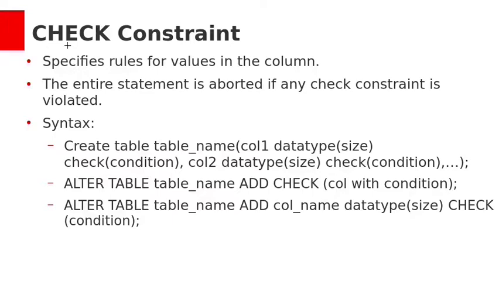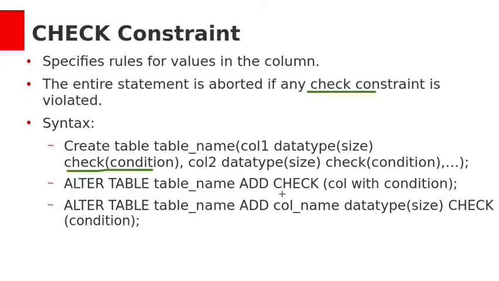Third one, check constraint. It specifies rules for values within the column. The entire statement is aborted if any check constraint is violated. Syntax for this check constraint. This check constraint can be expressed as a table level syntax or column level syntax. This is the column level syntax. While defining this column, we can specify this check constraint: create table, table name, column 1, data type and size, check and its condition. Like that for the second column also.